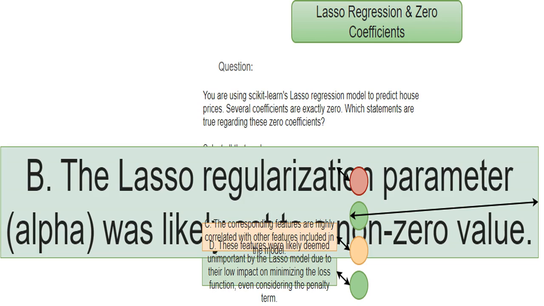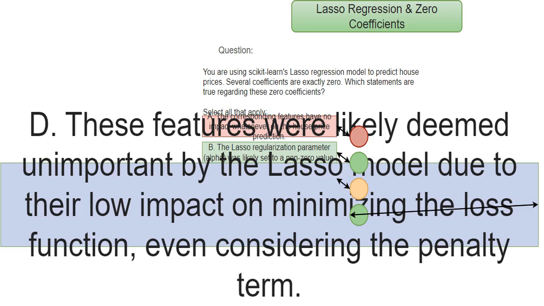Think of alpha as a dial controlling how much Lasso cares about simplicity versus accuracy. A higher alpha means Lasso prioritizes simplicity, leading to more zero coefficients. If alpha is zero, Lasso is just regular least squares regression and it won't shrink any coefficients to zero. Exactly. Lasso aims to find the best balance between predicting well and keeping the model simple. It considers both the prediction error, the loss function, and the size of the coefficients, the penalty term. If a feature doesn't improve the predictions enough to justify its inclusion, Lasso will zero out its coefficient. It's like Lasso is saying, this feature isn't worth the extra complexity.